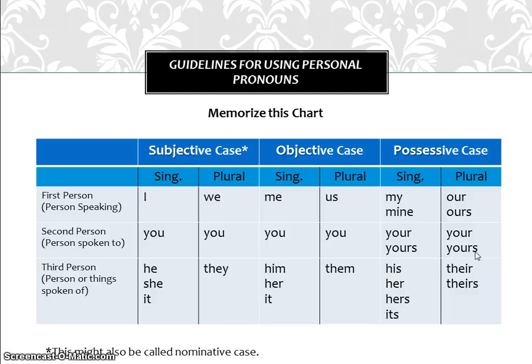The pronouns come in these three cases. You have a subjective case, an objective case, and a possessive case. And notice that I've highlighted part of each of these names to maybe help you remember what they are. Subjective case pronouns are used as a subject of a verb. Objective or object is used as the object of the verb. And then possessive means they possess something.